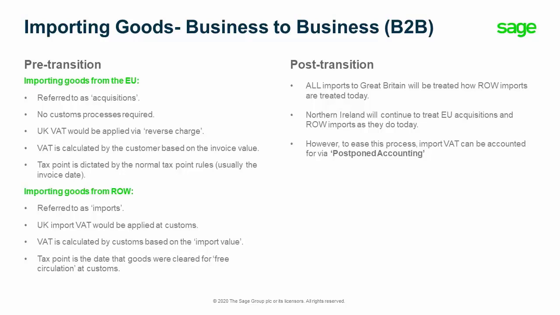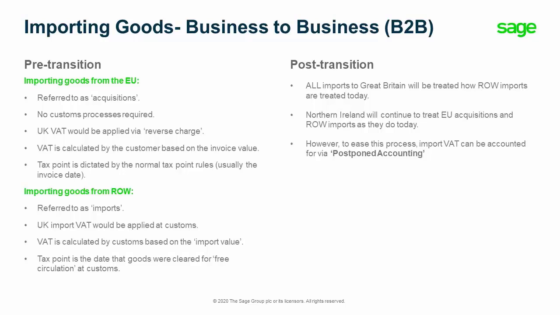So before the transition, if we start with importing goods from the EU, they're referred to as acquisitions and no customs processes are required. UK VAT would be applied via reverse charge, and VAT is calculated by the customer based on the invoice value. And the tax point's dictated by the normal tax point rules, which is usually the invoice date.